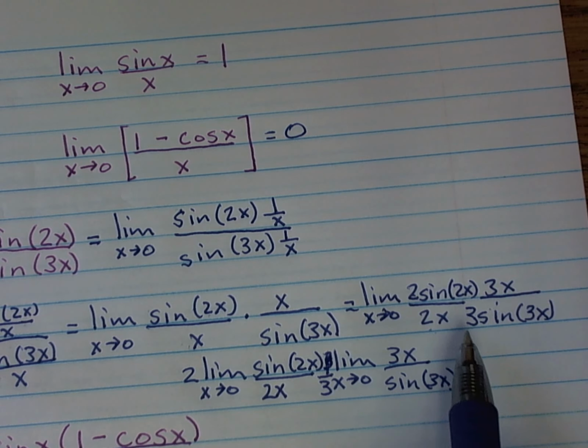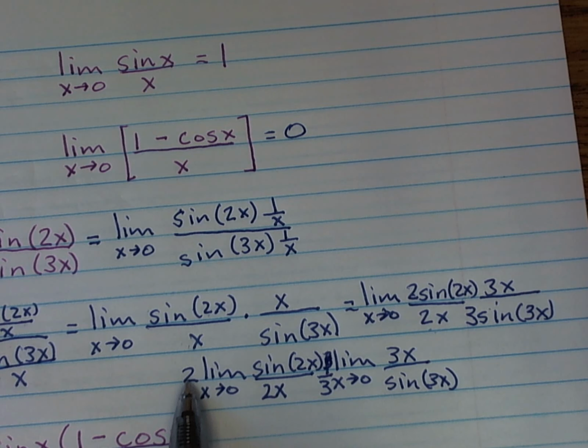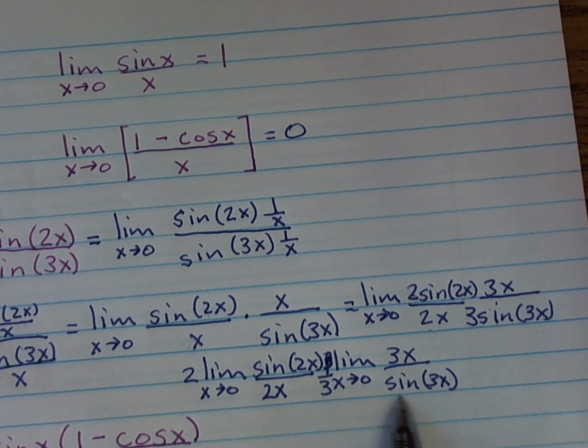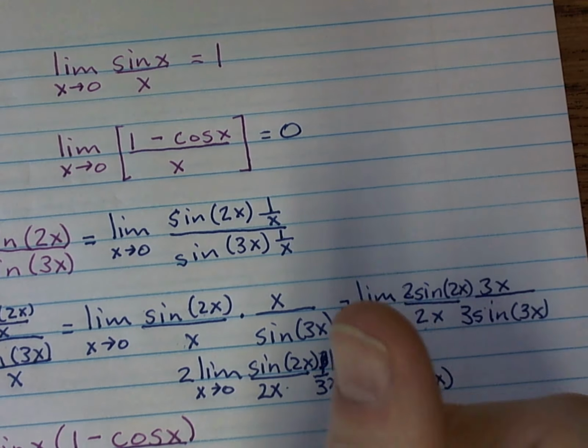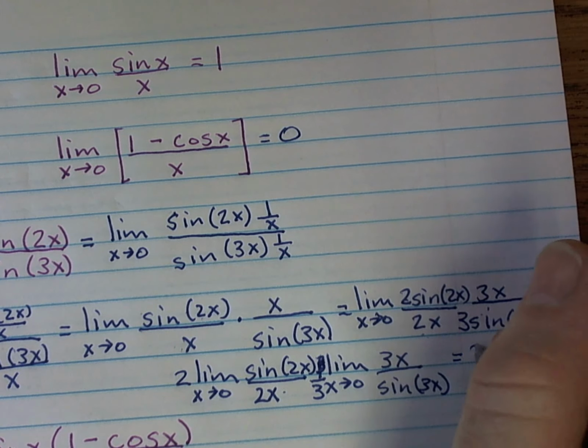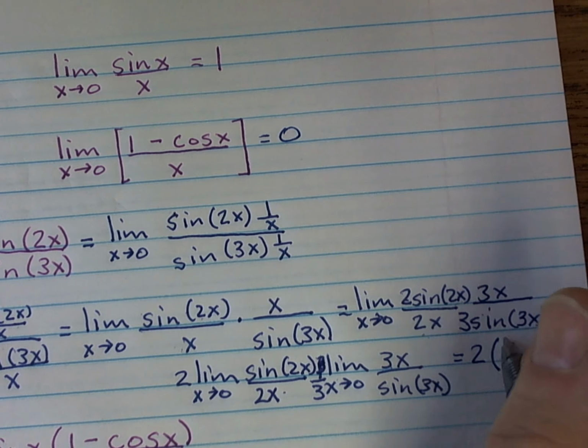See? So what I did was I took this 1/3, put it on the outside. So dig this now. I've got 2 times this limit times 1/3 times this limit. Well, the limit as x goes to 0 of sine 2x over 2x, that's 1. So what I've got now is 2 times, this limit here is 1, and I've got a 1/3 there.